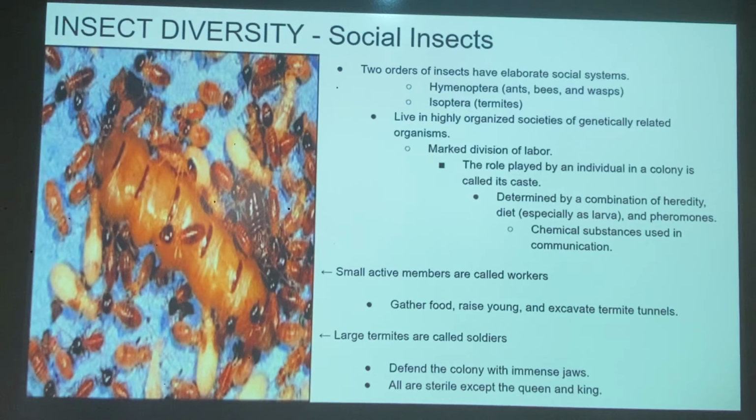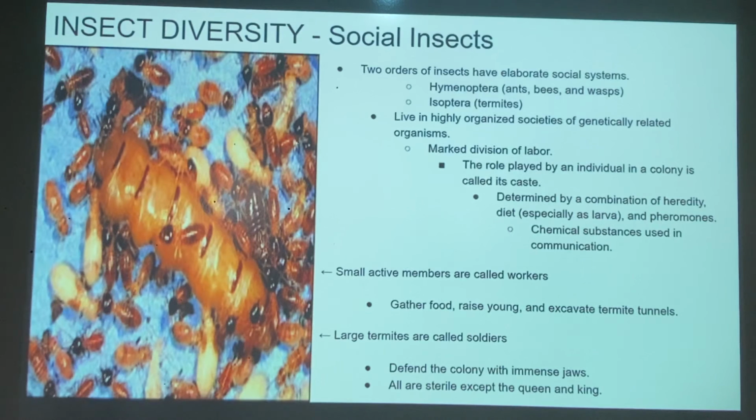And it's determined by a combination of heredity and diet, especially at the larva stage, and then pheromones. Pheromones are that odor that they give off. Everybody has their own kind of smell. You know, if you wear somebody else's shirt, it smells like them. And that really just comes from a chemical substance that is made in your body.